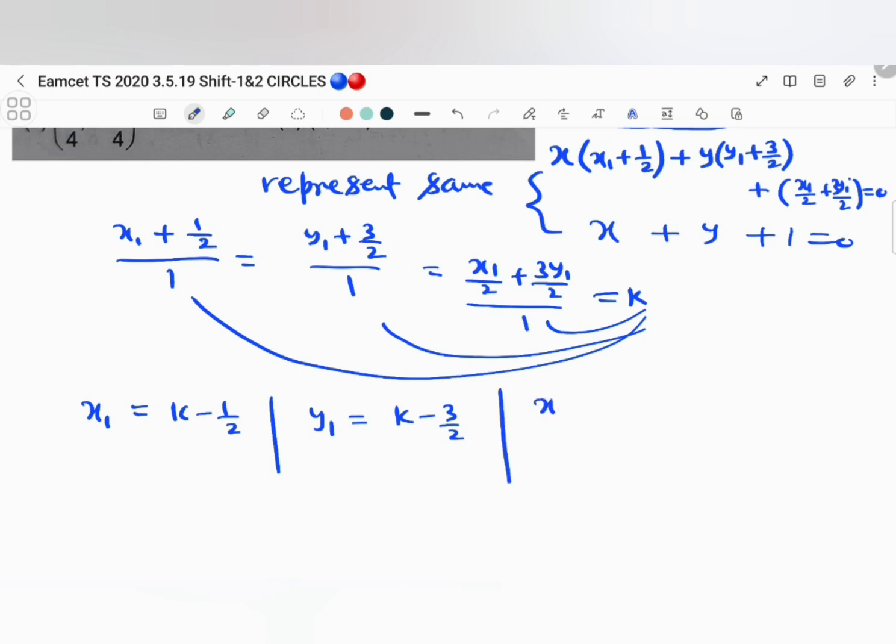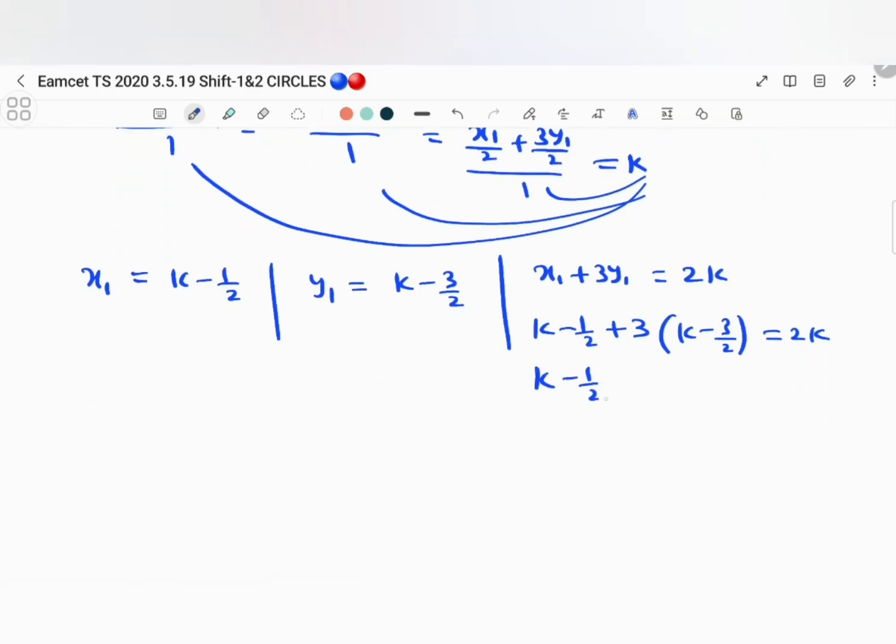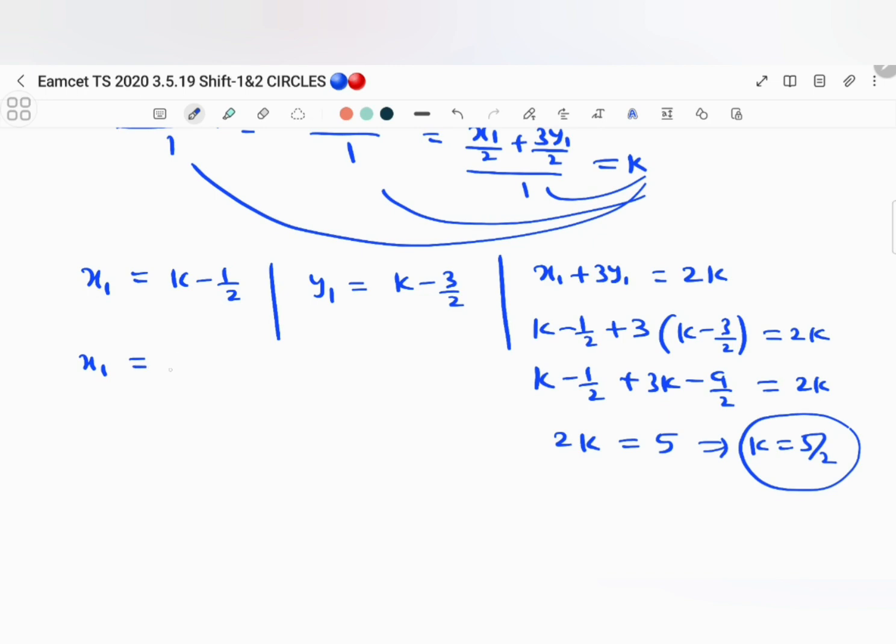From here, x1 plus 3y1 is equal to 2k. Substituting x1 as k minus 1 by 2, plus 3 times k minus 3 by 2, is equal to 2k. So k minus 1 by 2 plus 3k minus 9 by 2 is equal to 2k. Here 4k, the 2k we can take this side, 2k is equal to 10 by 2, which is 5. So k is equal to 5 by 2. Substituting k, x1 becomes 5 by 2 minus 1 by 2, which is 4 by 2, that is 2. y1 is equal to 5 by 2 minus 3 by 2, which is 2 by 2, that is 1.